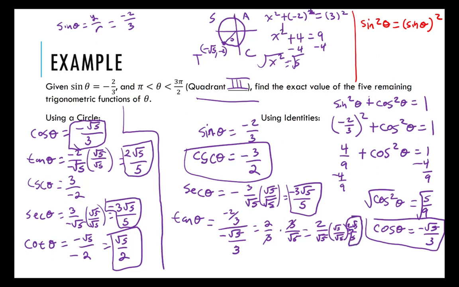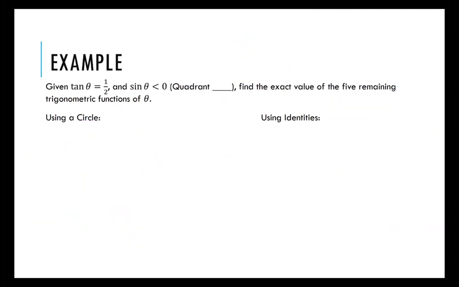And so 2 root 5 divided by 5 is tangent. And then I'm going to use this version right here as the reciprocal to find cotangent, since I get to do the identities. So then cotangent of theta is actually going to be root 5 divided by 2. Notice that if you compare all the answers we just found to the ones we found using the circle, they are identical. And so the identities are just as good as the circle. Let's do it one more time.